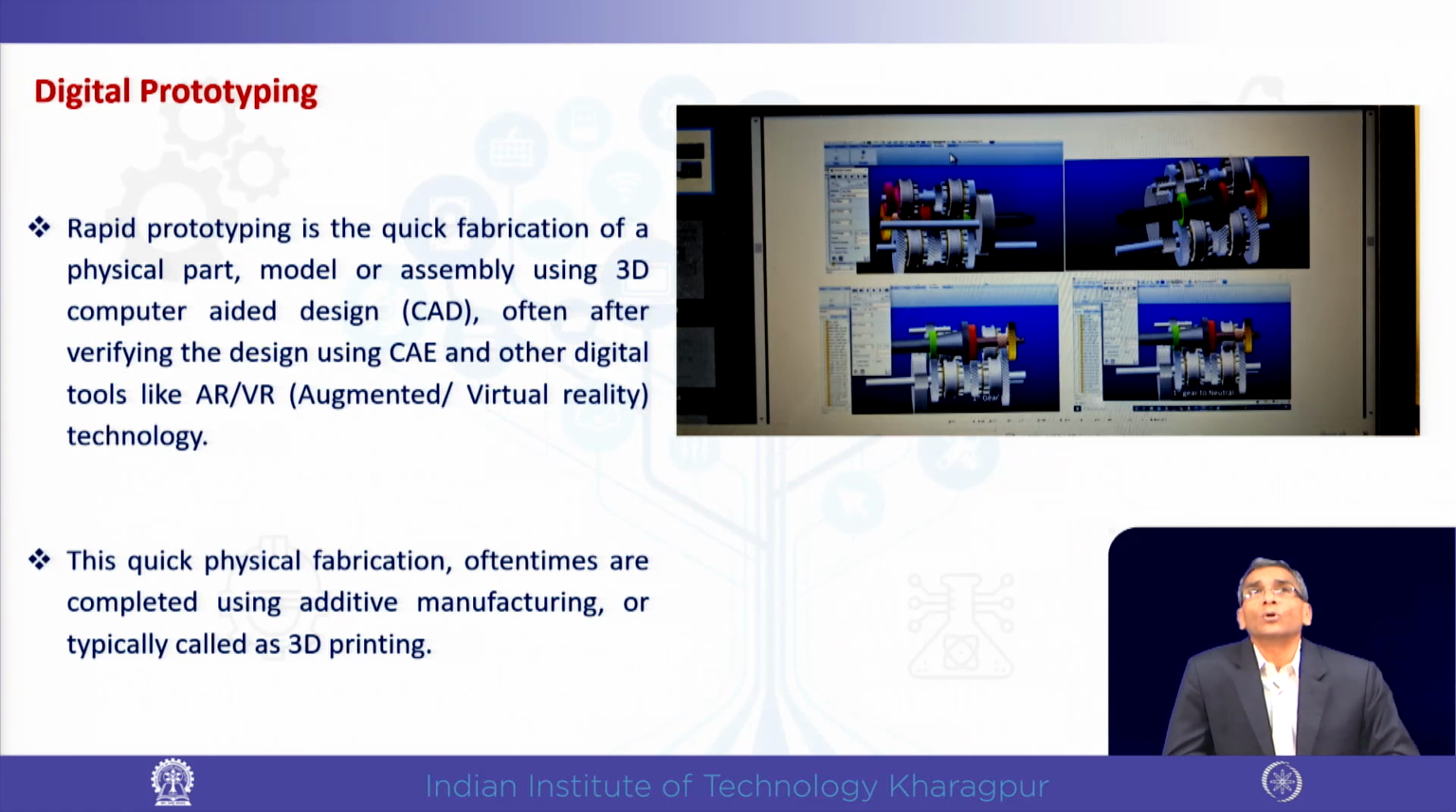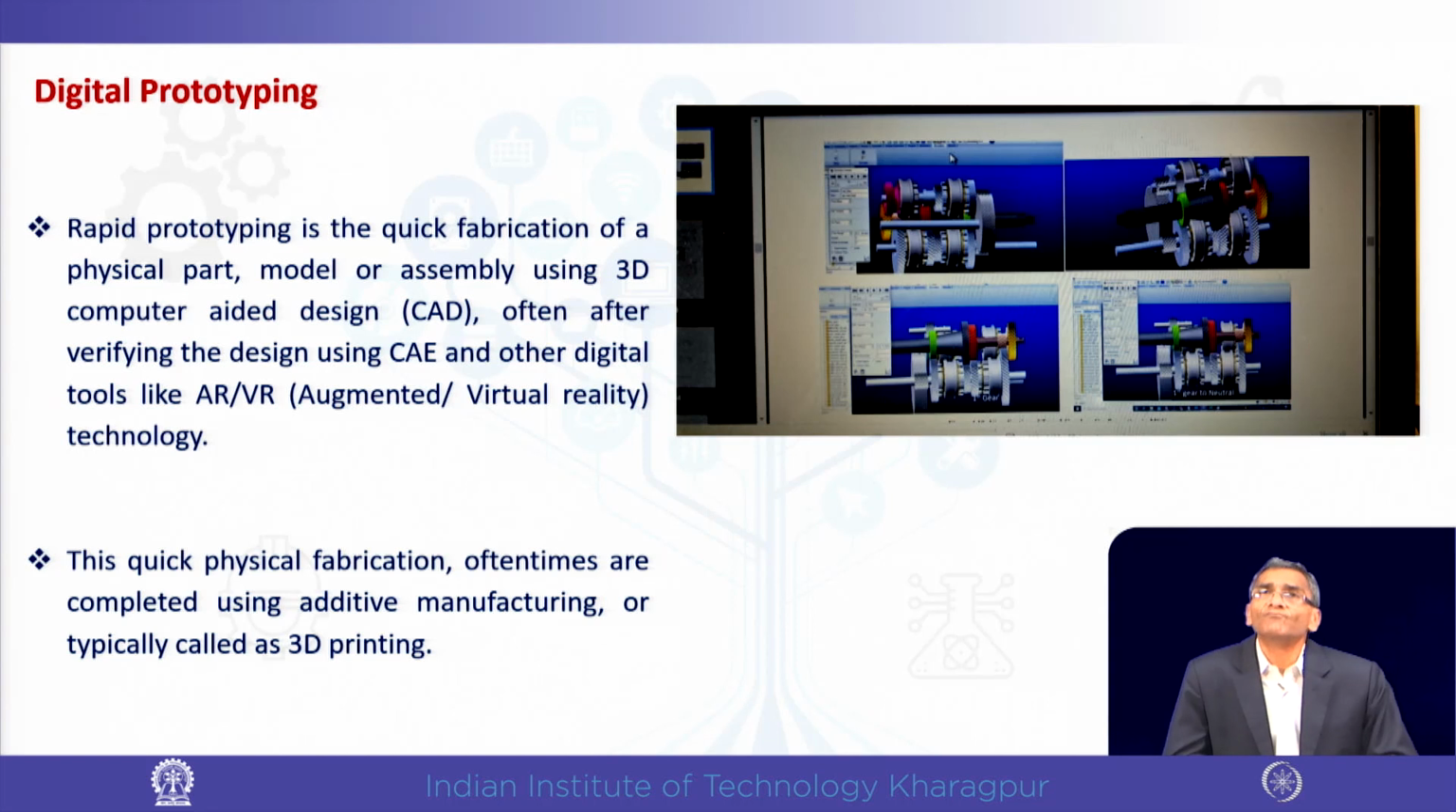What is it? Rapid prototyping, as we said, is the quick fabrication of a physical part or assembly using a 3D computer aided design, CAD, often after performing the CAE, that is computer aided engineering, or simulation as it is called. Like say when we want to test whether that component will be able to bear the load, or what is the force coming on that load component, or what is the stress, etc.